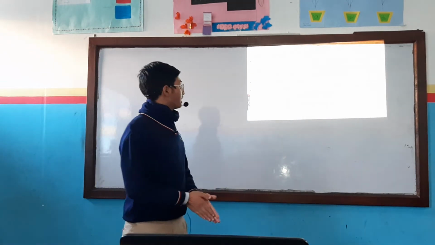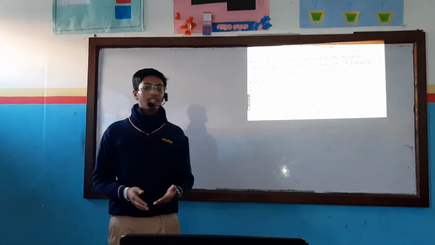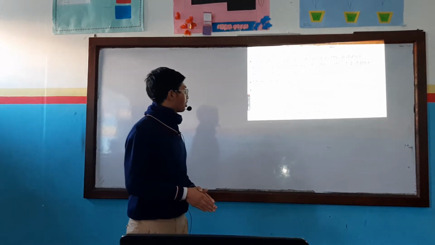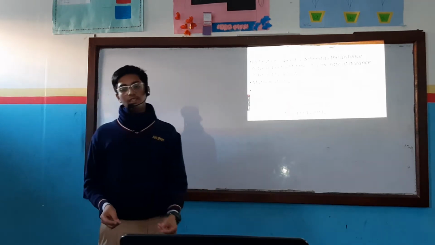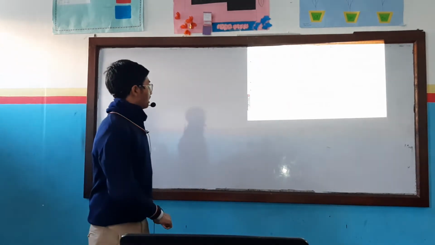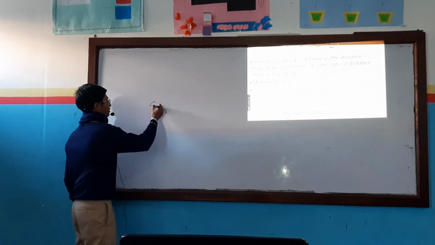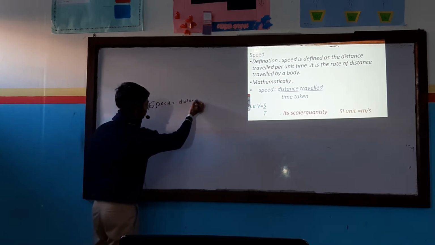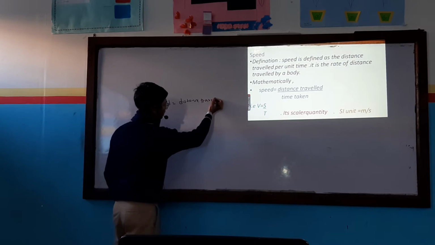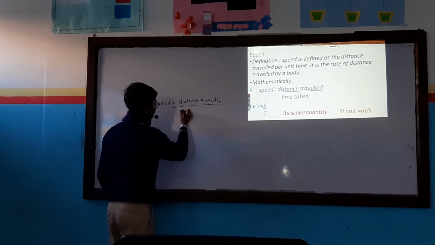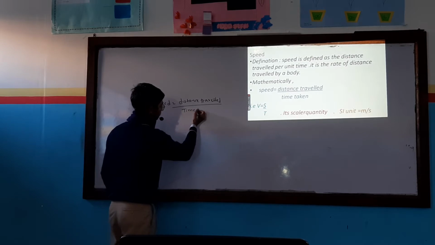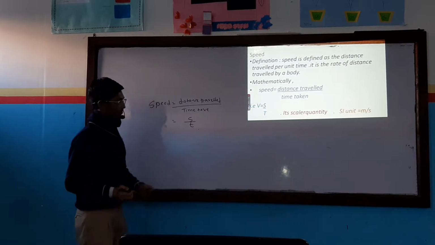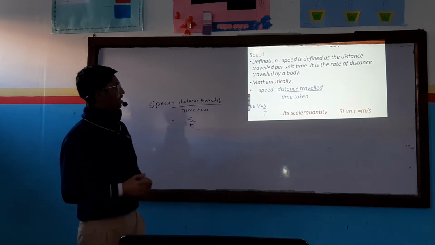And likewise, our next topic is speed. As you all know, speed is the distance traveled per unit time taken. Mathematically, speed is equal to distance traveled divided by time taken. We can write it as speed equals distance traveled by unit time taken. We can also write it as S by T. Likewise, speed is a scalar quantity.